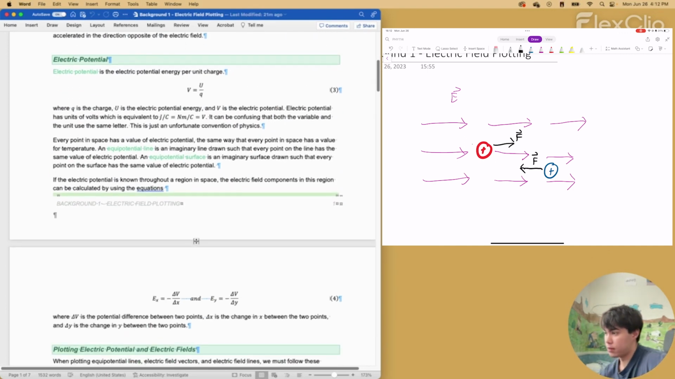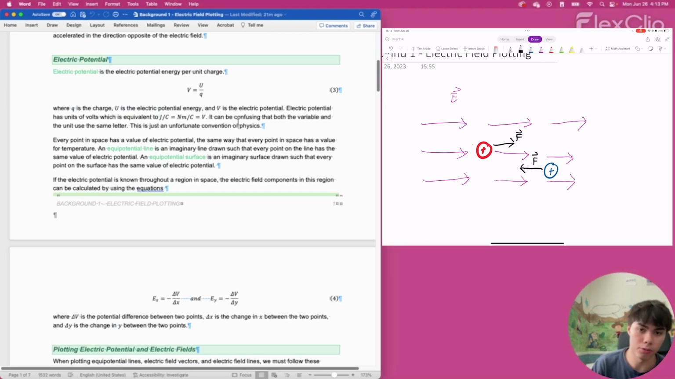The electric potential, I think, is the most important part of this unit. It's kind of hard to understand, so I'll start with an analogy to temperature. Every point in space has a temperature. You can put a thermometer anywhere and just measure that temperature. Electric potential is the same way. You can take any point in space and just measure the electric potential at that point in space.